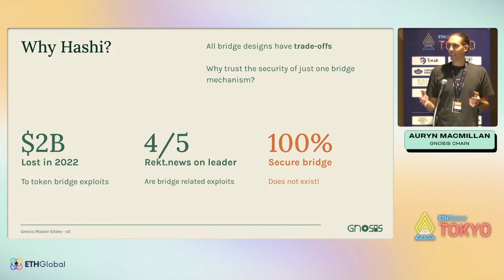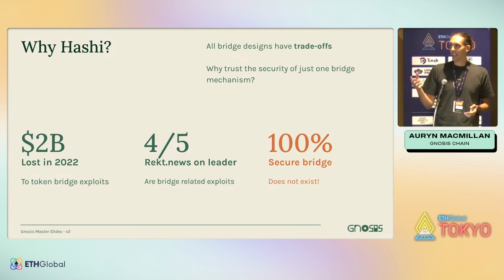I think what this really serves to illustrate is that no bridge implementation, no bridge mechanism, is 100% secure. There's always attack surface, and there's always potential for bridge mechanisms to fall over, to break, and in doing so, break any systems that are dependent on them.